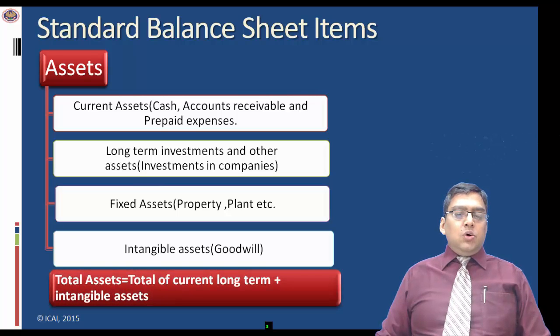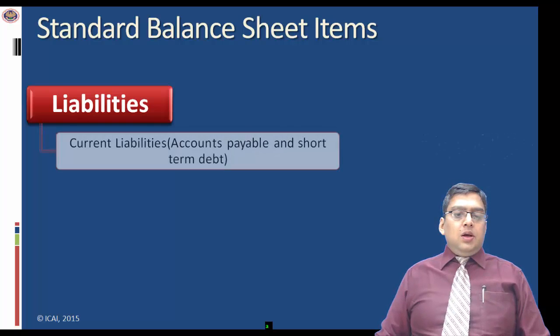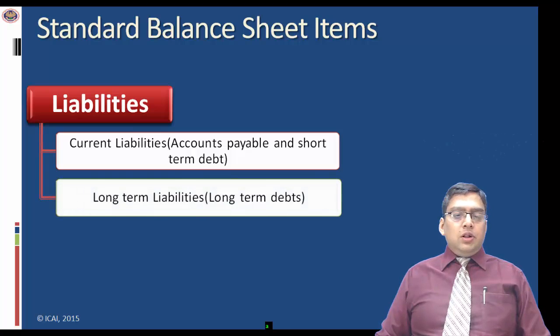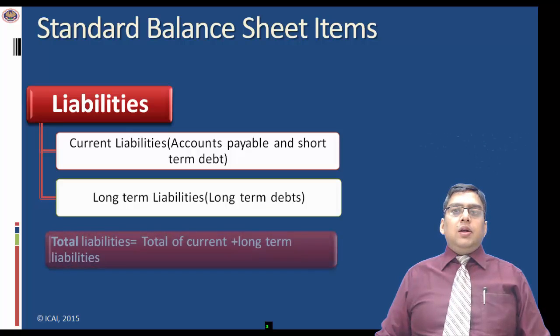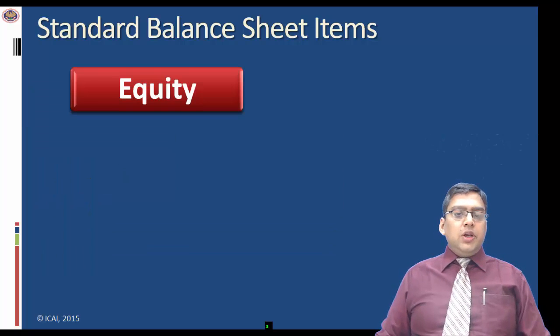Total asset means total of current, long-term, plus intangible assets. Second term is liability. Liability includes current liability like accounts payable and short-term debts. Second one is long-term liabilities like long-term debts, and liability equals total of current liabilities plus long-term liabilities. Third one is equity.